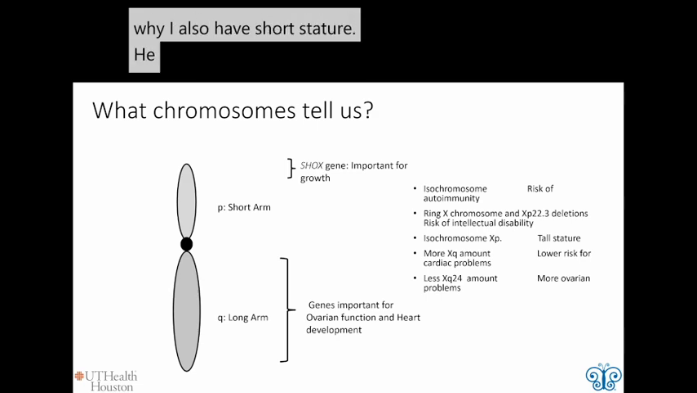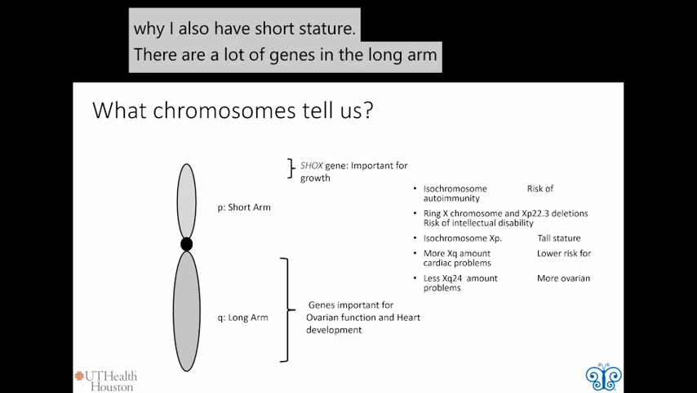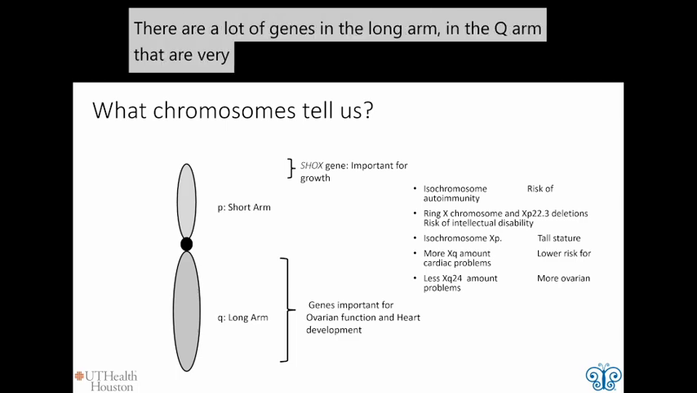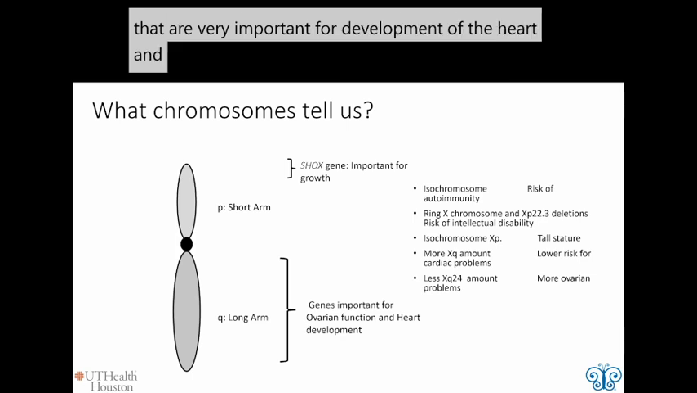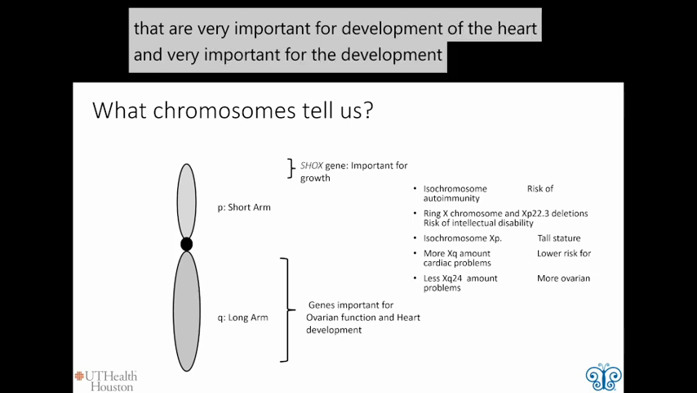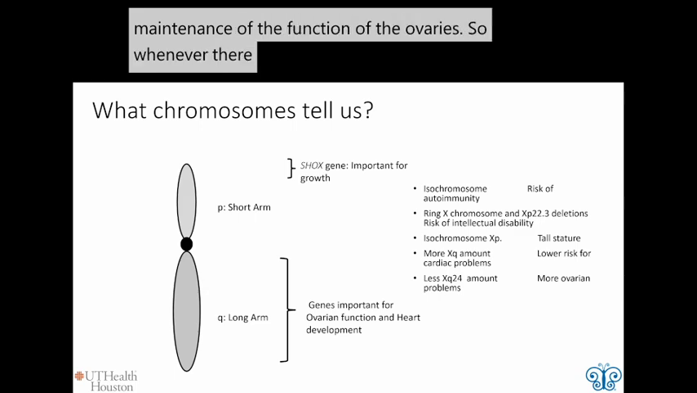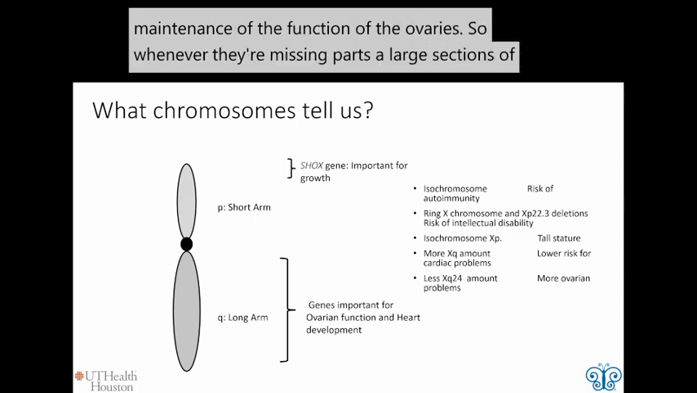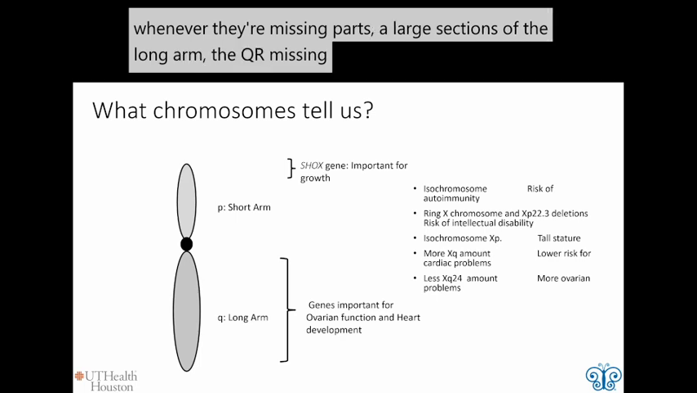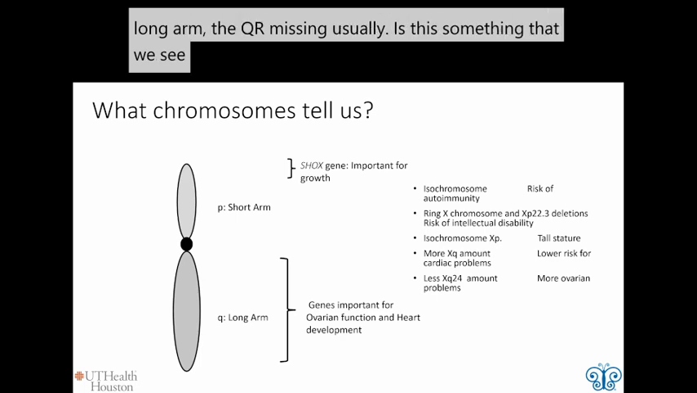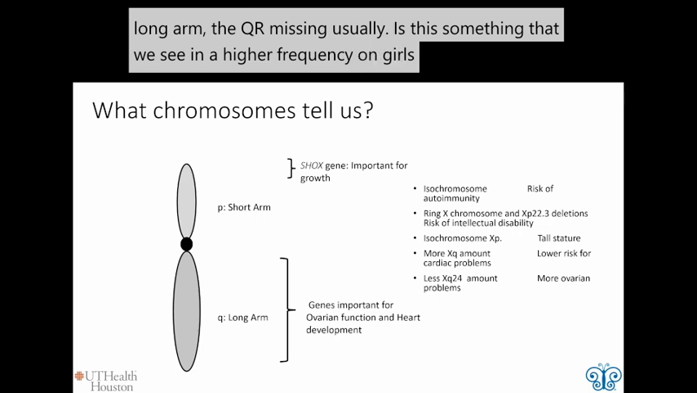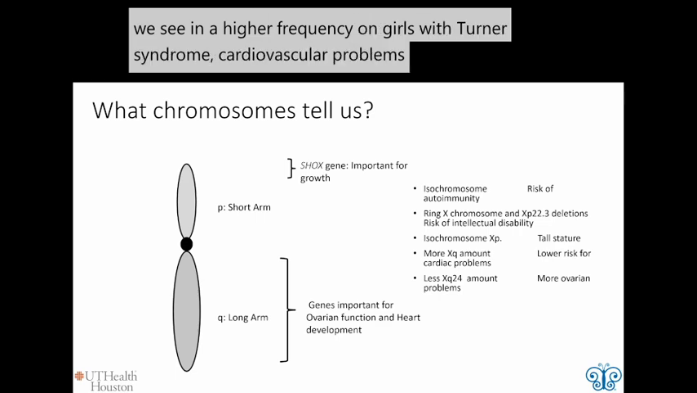There are a lot of genes in the long arm, in the Q arm, that are very important for development of the heart and very important for the development and maintenance of the function of the ovaries. So whenever there are large sections of the long arm, the Q arm, missing, usually this is something that we see in a higher frequency in girls with Turner syndrome: cardiovascular problems and ovarian problems.